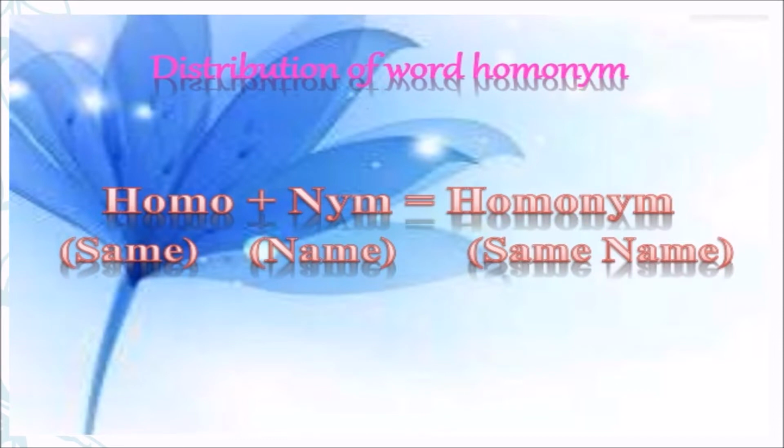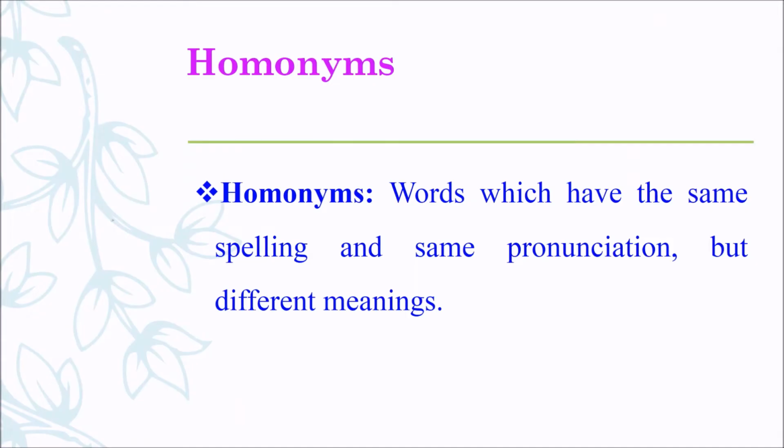Next we are going to revise homonym. Homonym is made of two words, homo plus nym. Homo means same, nym means name. Combining them, it becomes words having the same name. So what is meant by homonyms? Words which have the same spelling and same pronunciation but different meanings.